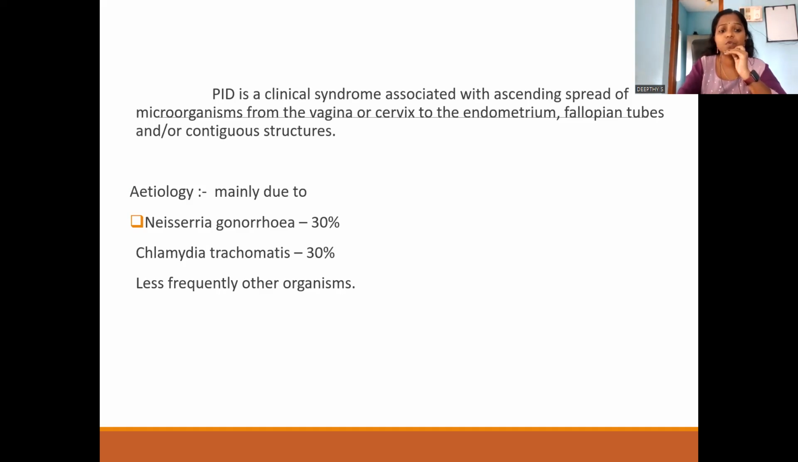So the organisms involved mainly are Chlamydia trachomatis, then Neisseria gonorrhea. Less frequently other organisms. The main organisms involved in this infection and inflammation are Chlamydia trachomatis and gonorrhea.